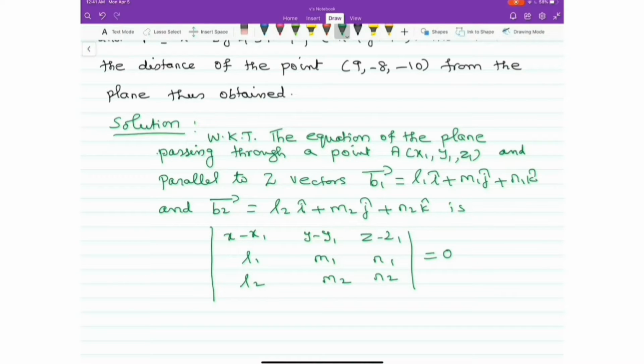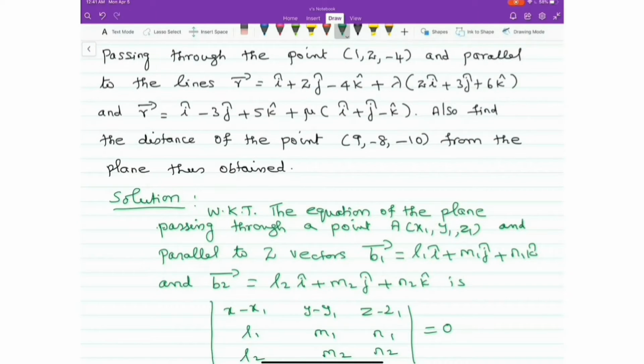Here, if you look at this sum, the point x1, y1, z1 is nothing but 1, 2, minus 4. And B1 is the parallel vector, so the parallel direction of the first line is 2 i cap plus 3 j cap plus 6 k cap, whereas your vector B2 is going to be i cap plus j cap minus k cap. So that is what should come to your mind immediately.